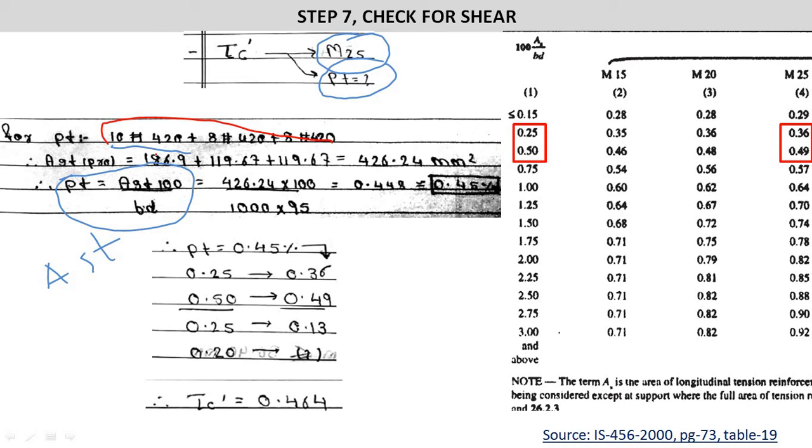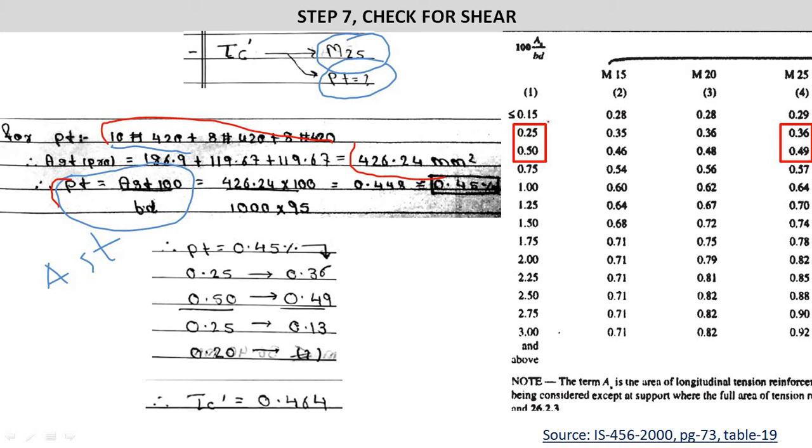For 10 dia 420 center to center, its area is 186.9, plus for 8 dia 420 center to center, its area is 119.67 mm square. By adding these three values, we have the total area provided as 426.24 mm square. We place this value of area of steel in tension in the equation of percentage of steel, and we get the percentage of steel as 0.45%. Now this value will be looked up in table number 19, page number 73 of IS 456-2000.